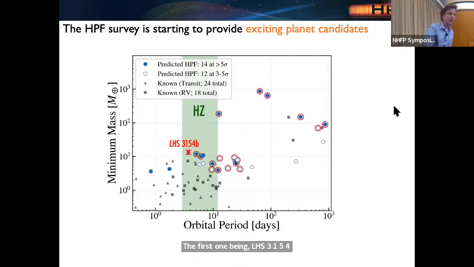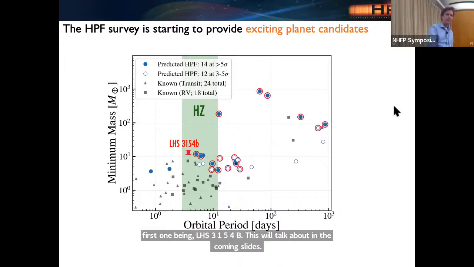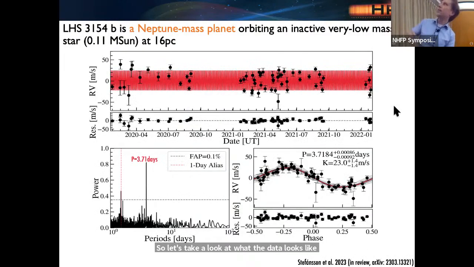So let's take a look at what the data looks like. Here I'm showing the radial velocities on top, showing clear radial velocity variations as a function of time over about 2 years. The lower left plot shows a periodogram, revealing a clear peak at 3.7 days. The phase-folded radial velocity curve on the lower right shows a semi-amplitude of 23 meters per second. This reveals a Neptune orbiting an ultra-cool star.